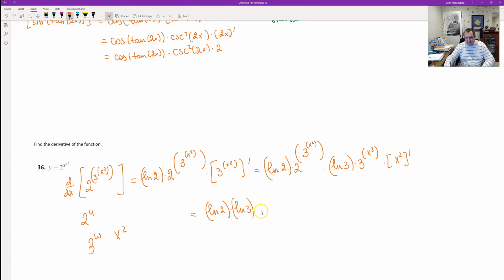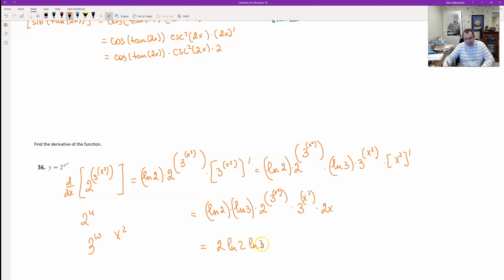You don't really need this parenthesis, but I just put parentheses and we clearly see what's multiplied by what. So it will be 2 raised to degree 3 raised to x squared. Let's just copy. And 3 raised to x squared, I also just copy. And the derivative of x squared is 2x. So finally, we'll have 2 natural log 2, natural log 3.